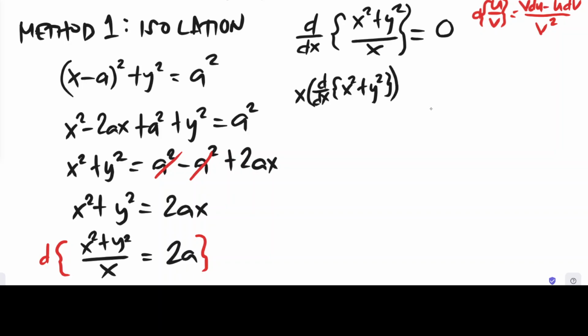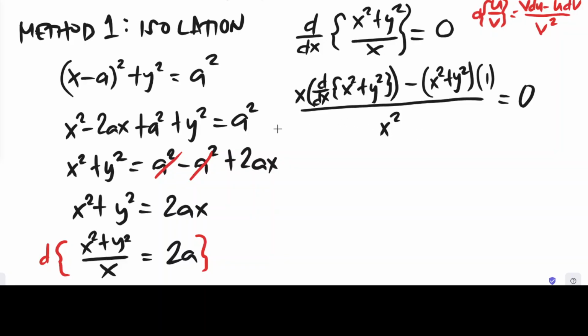I'm taking the long process here so that you can see the totality of the process. The next is u. So u here is x squared plus y squared times dv. So the derivative of x in terms of x will be equal to 1 all over v squared. X squared is equal to 0. Now the most complicated part here is the derivative of x squared plus y squared in terms of x.